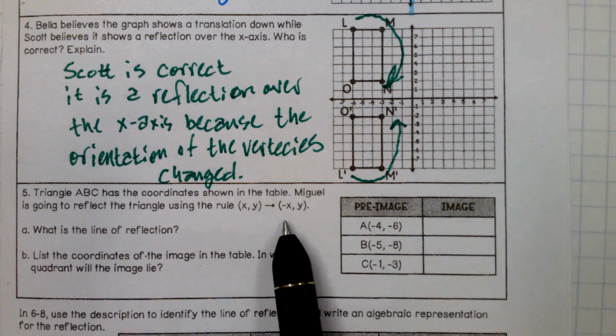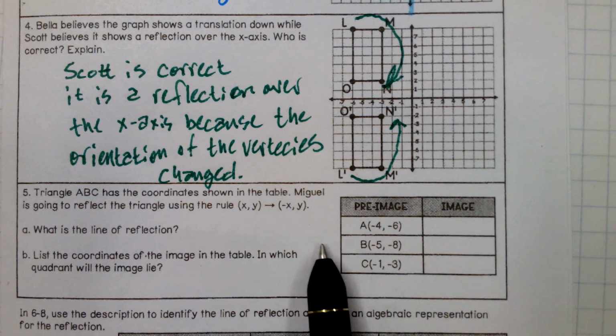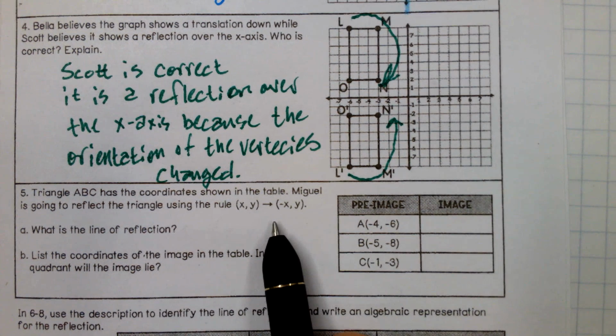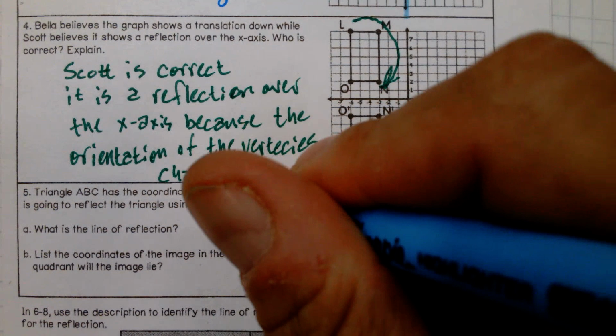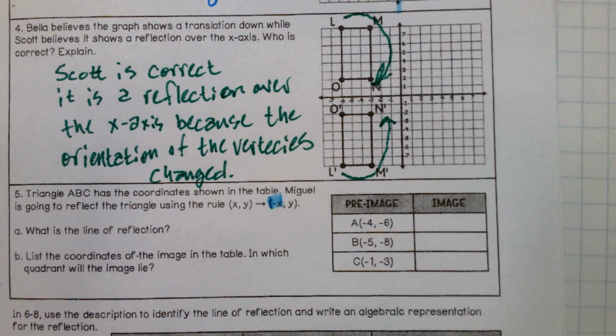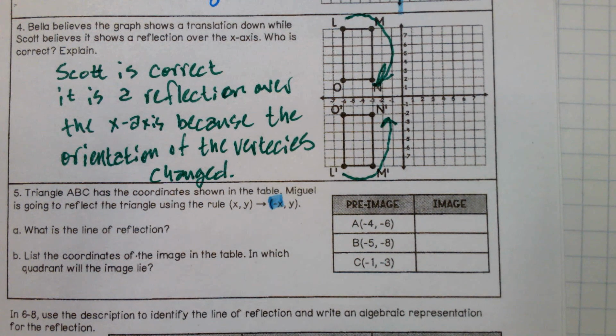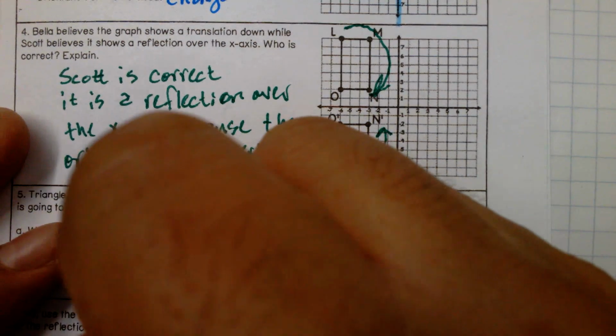Which one is changing, the x value or the y value? Looking at the rule, x, right? Here it is. Negative x. So when x changes, what's our line of reflection? X or y? Y. What is the line of reflection? Y-axis.